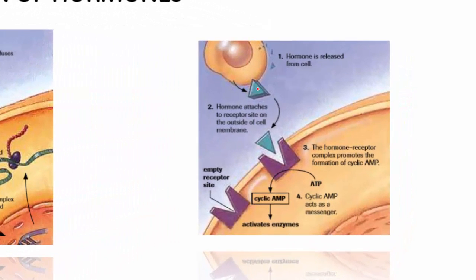Let's imagine that this triangle shape here is adrenaline. Adrenaline is a modified amino acid. It is not a steroid. It's a modified amino acid produced by the source cell. Now, if this is adrenaline, then the source for this is the adrenal gland.